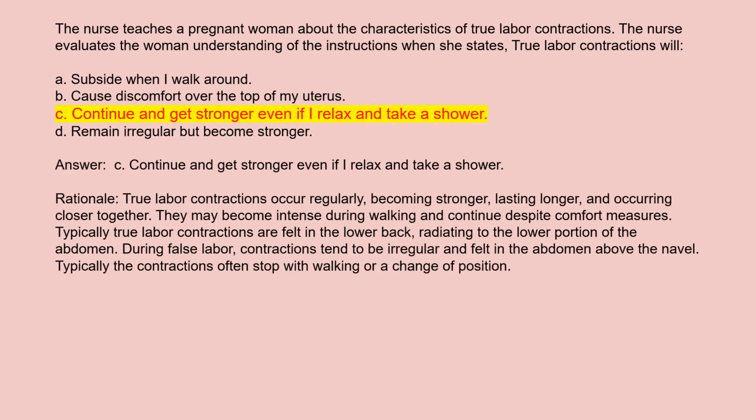Answer. C. Continue and get stronger even if I relax and take a shower. Rationale. True labor contractions occur regularly, becoming stronger, lasting longer, and occurring closer together. They may become intense during walking and continue despite comfort measures. Typically, true labor contractions are felt in the lower back, radiating to the lower portion of the abdomen. During false labor, contractions tend to be irregular and felt in the abdomen above the navel. Typically, the contractions often stop with walking or a change of position.